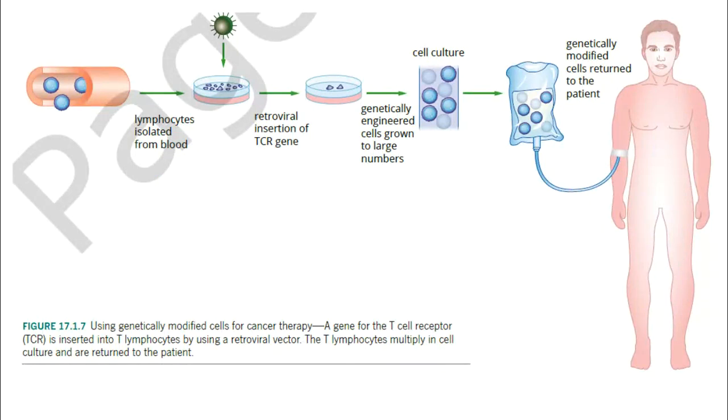So an example here is using modified cells for cancer therapy. We see the insertion of the TCR gene, or the T cell receptor gene, into our cell culture, and then these genetically modified cells are returned to the patient to increase the number of T lymphocytes in the body.